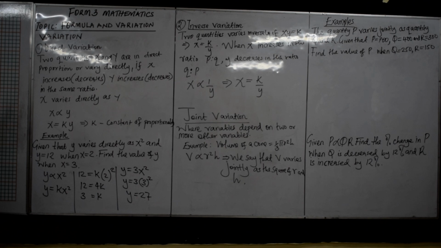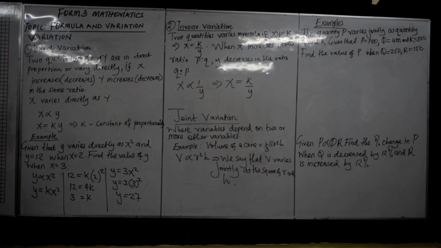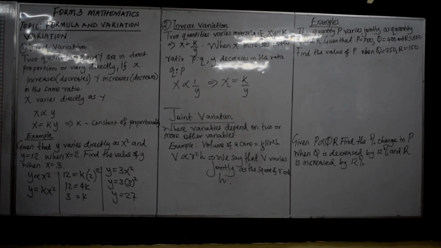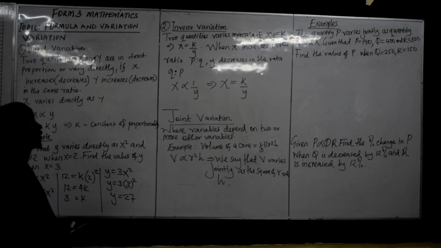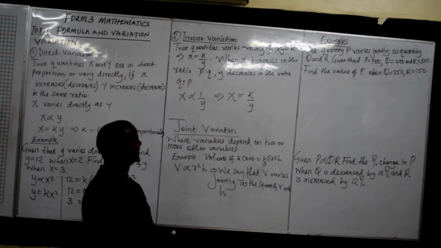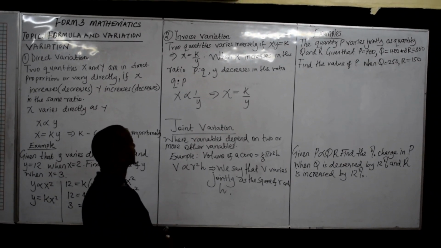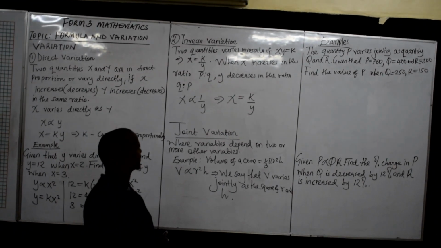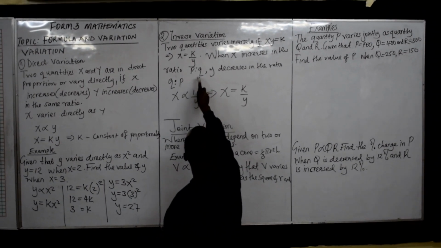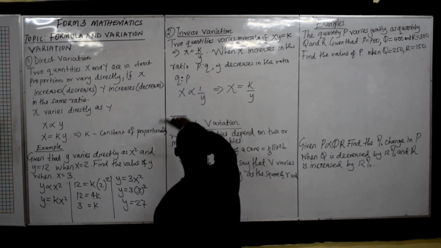The next type of variation is inverse variation. Two quantities are said to be in inverse variation if the product xy equals k, and therefore we can also have x equals k over y. In inverse variation, when one quantity increases, the other one decreases. If one increases in the ratio p to q, then the other one decreases in the ratio q to p.